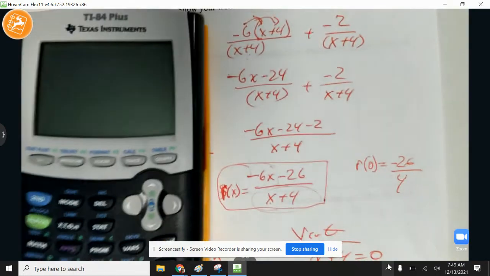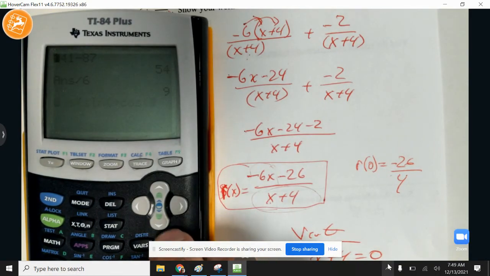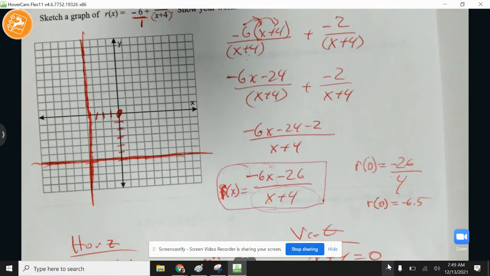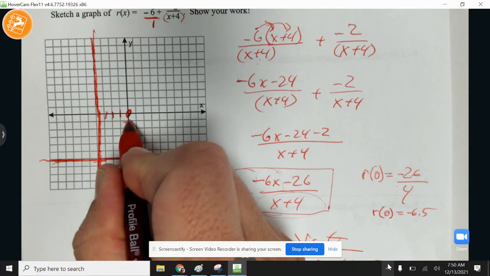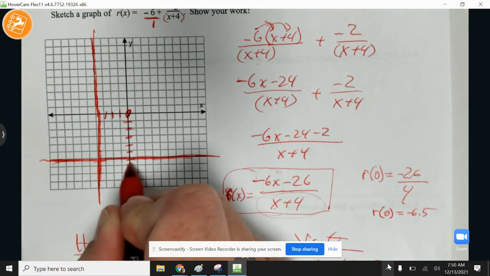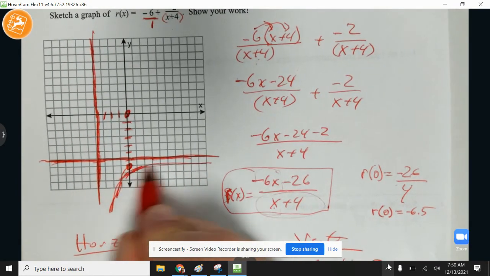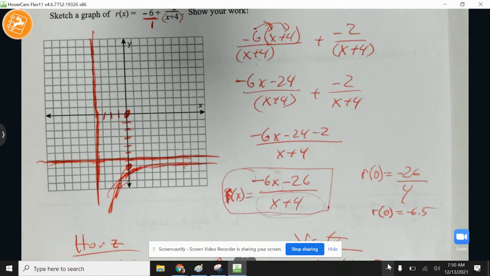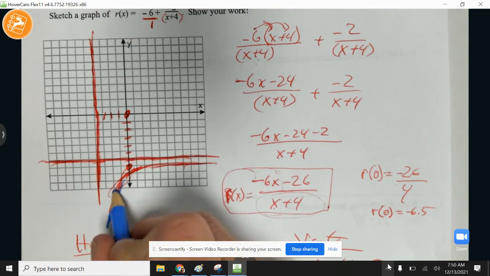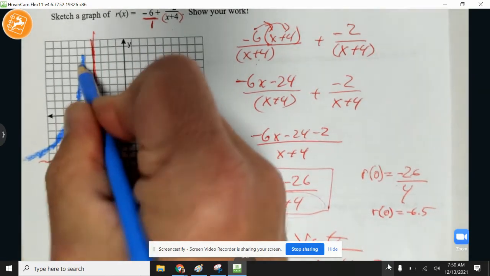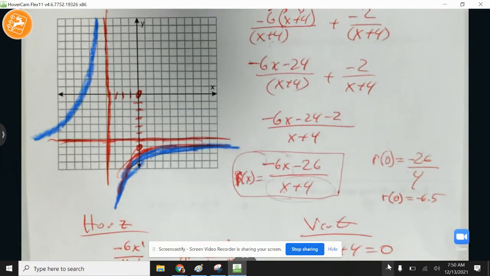So if I have that right there, I'm going to have minus 26 divided by 4 gives me minus 6.5. Okay, so if I go right here at x equals 0, I go 1, 2, 3, 4, 5, 6.5. So my graph is over here. And I know I'm going to bend over towards the asymptotes. So I'm going to have something that looks like this. And I know I have a mirror image over here. So I have something that looks like that.